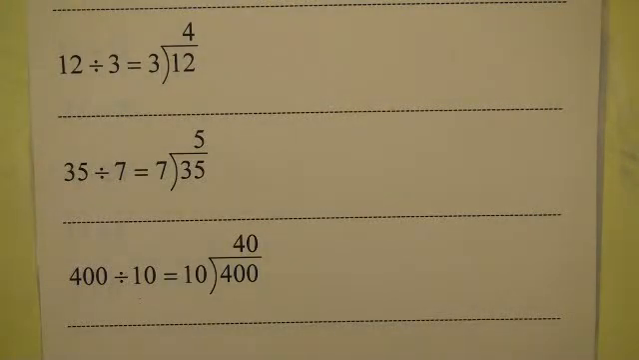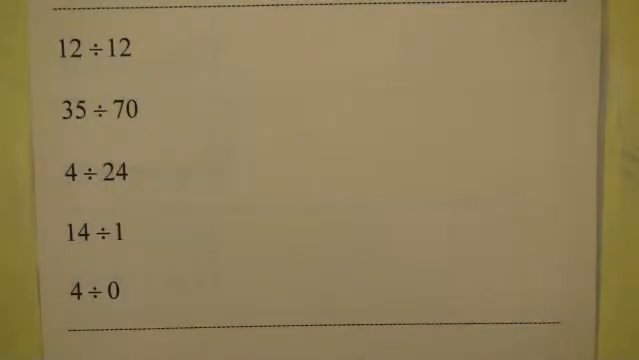400 divided by 10. Obviously 10 goes into 400 40 times, so we put a 40 above there. Alright, so this is the very basics of division. We're going to do some more long division problems in future videos, probably 221 and 222.